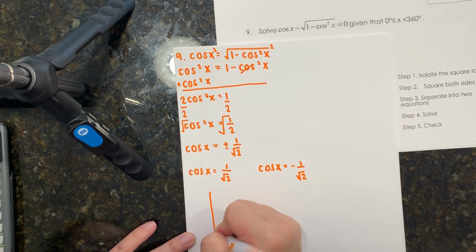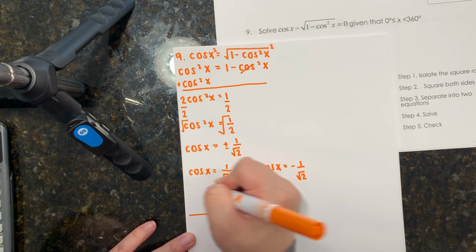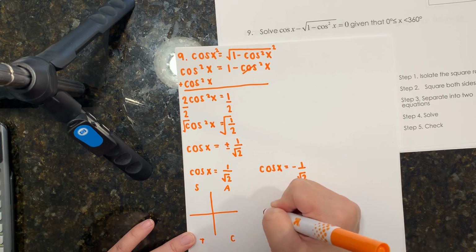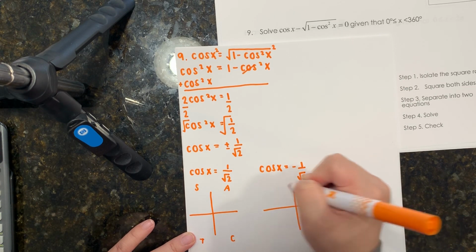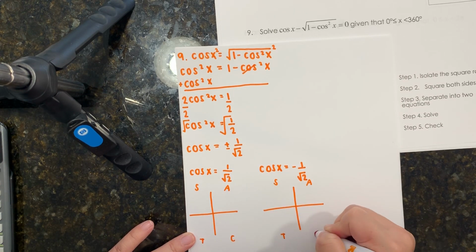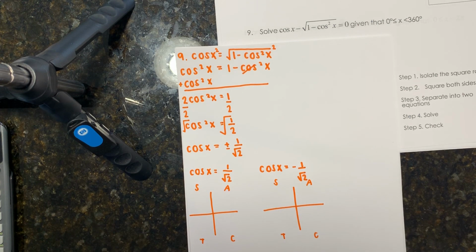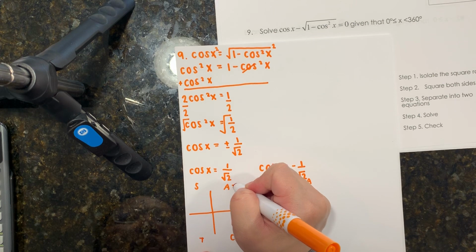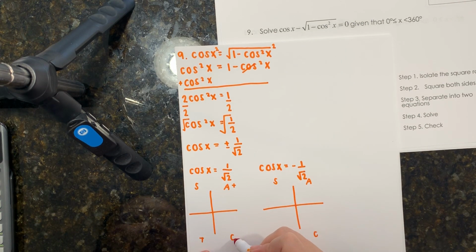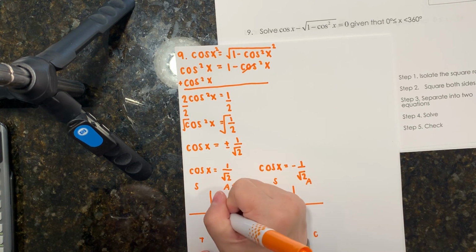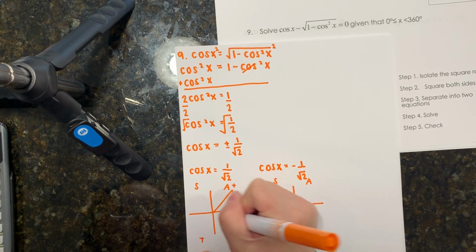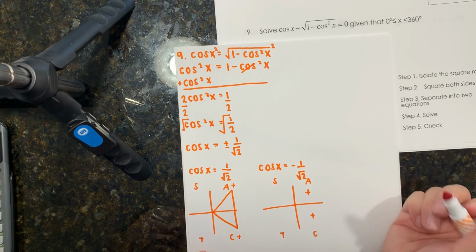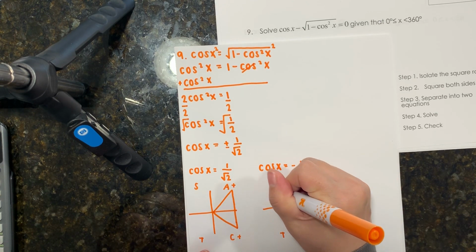Now I'm going to look to see in which 2 quadrants is cosine going to give me a positive ratio, and in which 2 quadrants is cosine going to give me a negative ratio. So cosine is positive, or everything is positive in quadrant 1, and then cosine is positive in quadrant 4. So I'm going to draw two triangles in quadrants 1 and 4. If it's positive in 1 and 4, that means it's negative in 2 and 3.